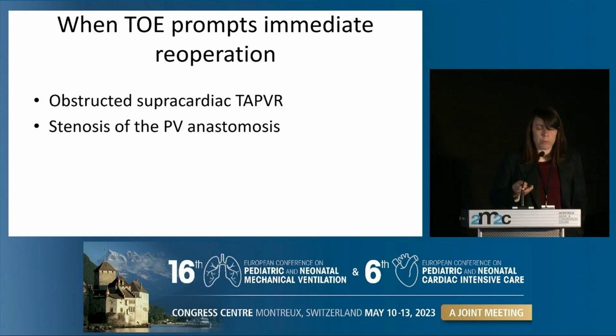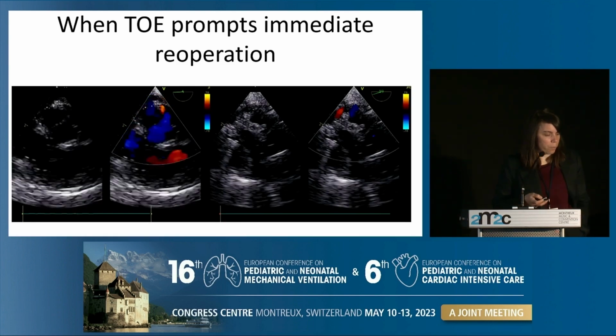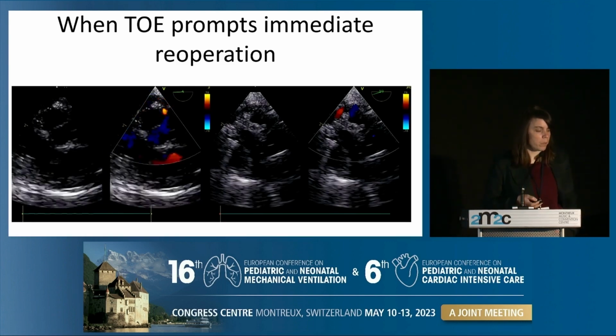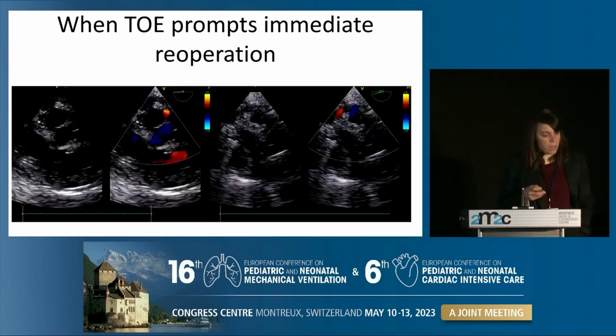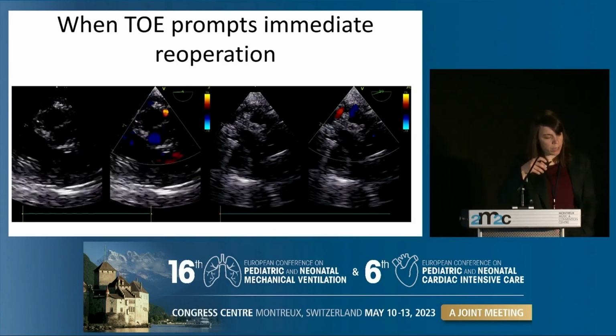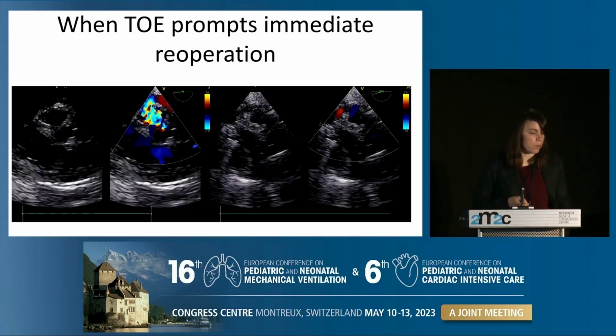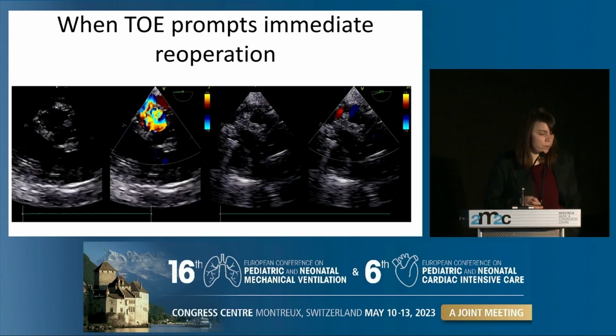And then when TOE prompts immediate reoperation, that's a case from last weekend. We had an obstructed supracardiac TAPVR, and the child came off bypass, and we were really not happy with that picture. You can see that the left pulmonary veins are coming into the collector, and you can see the aliasing with the flow acceleration across the connection between the collector and the left atrium.